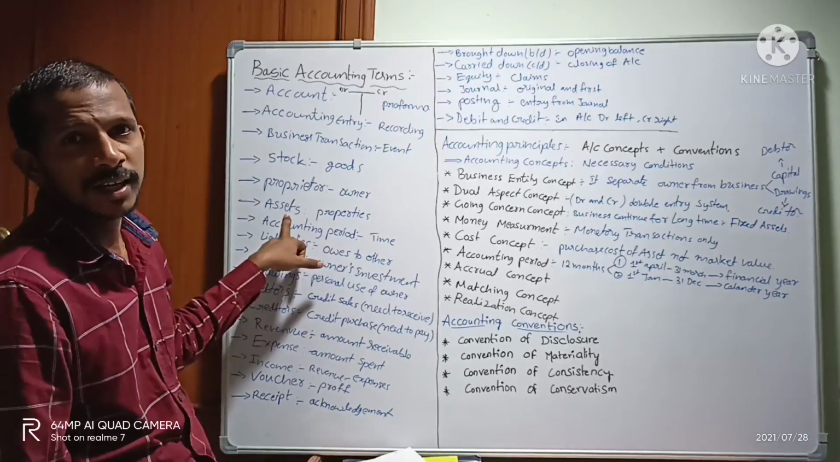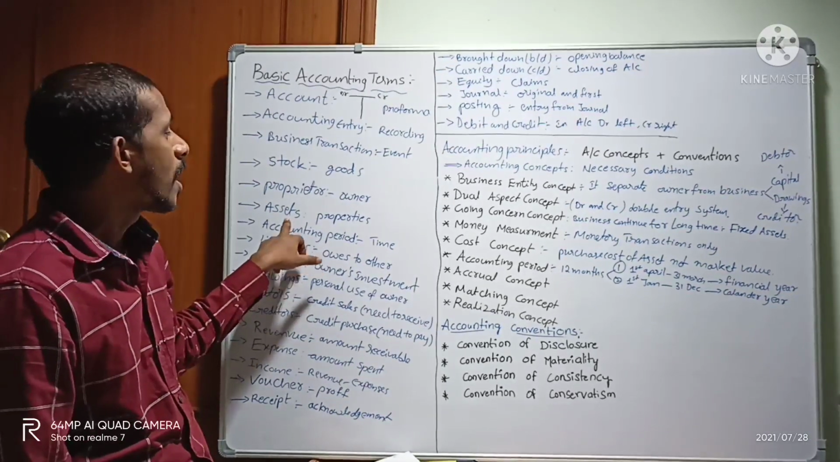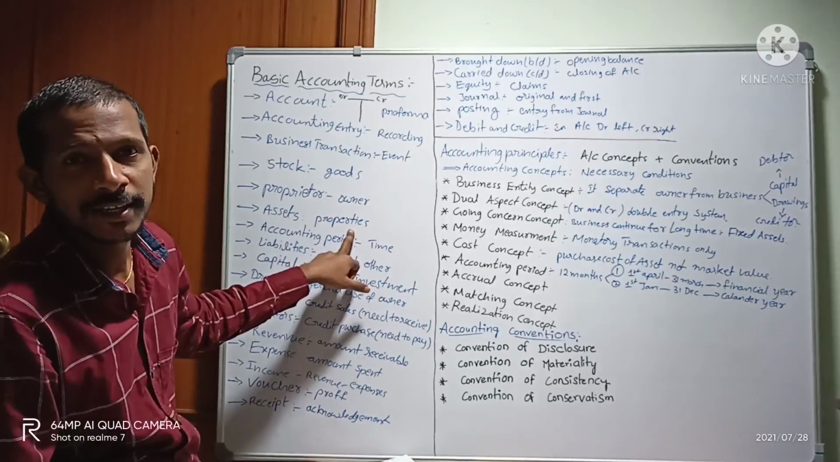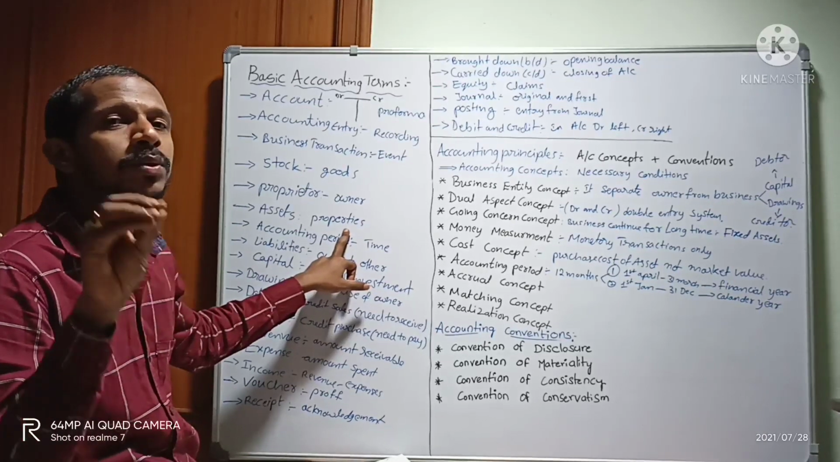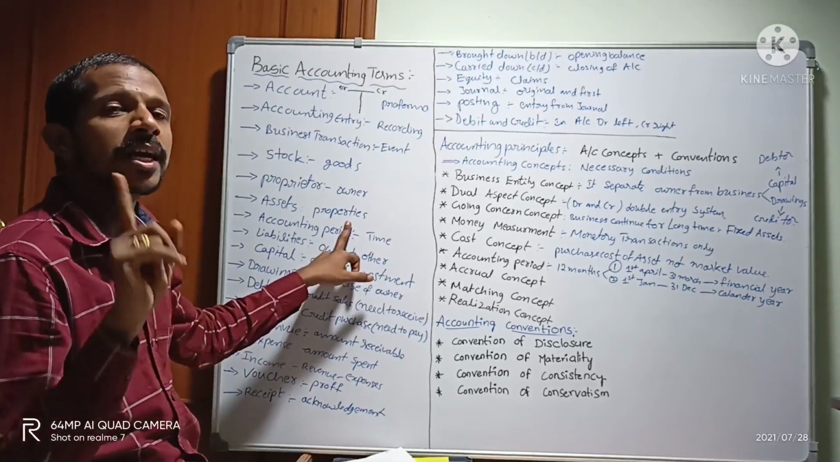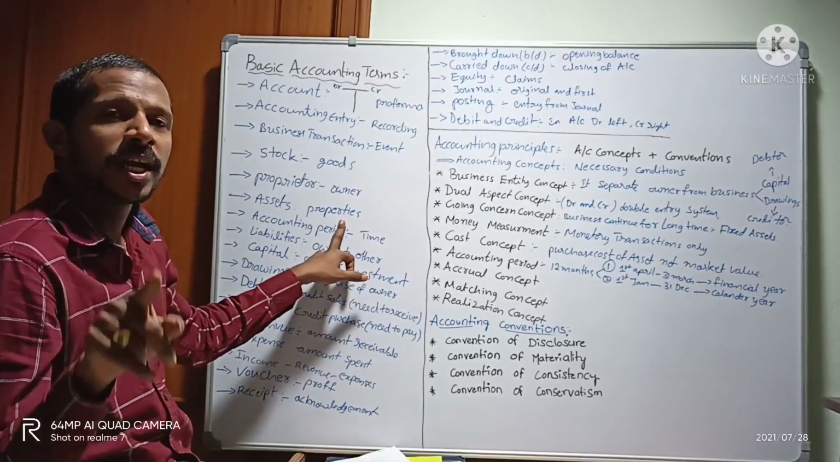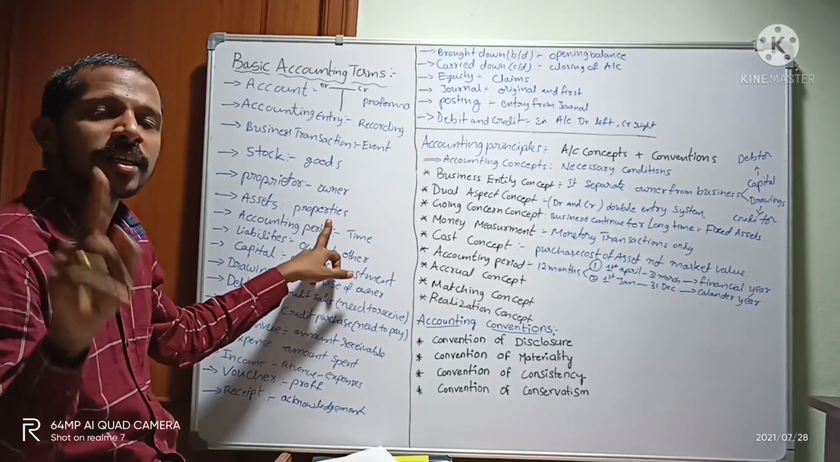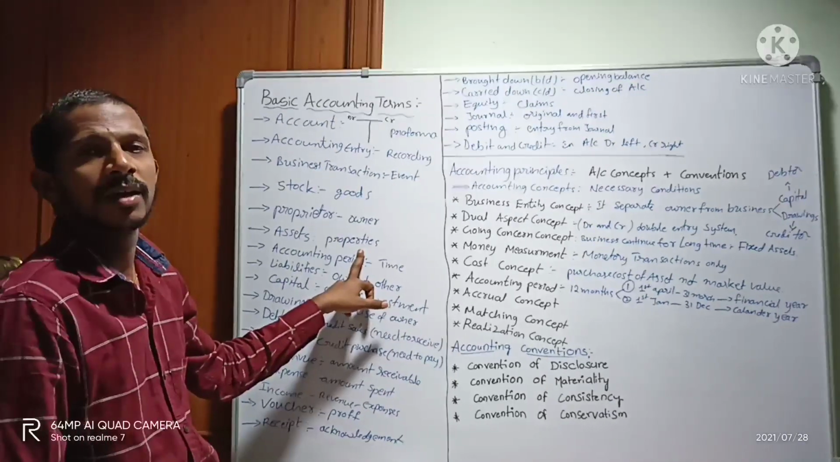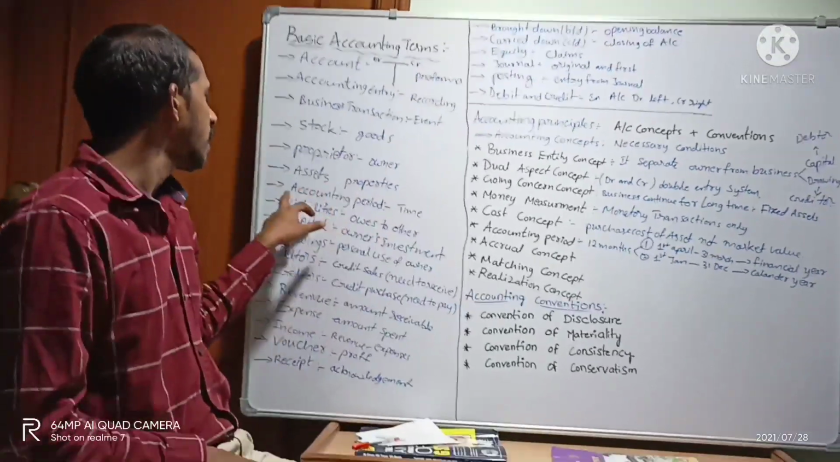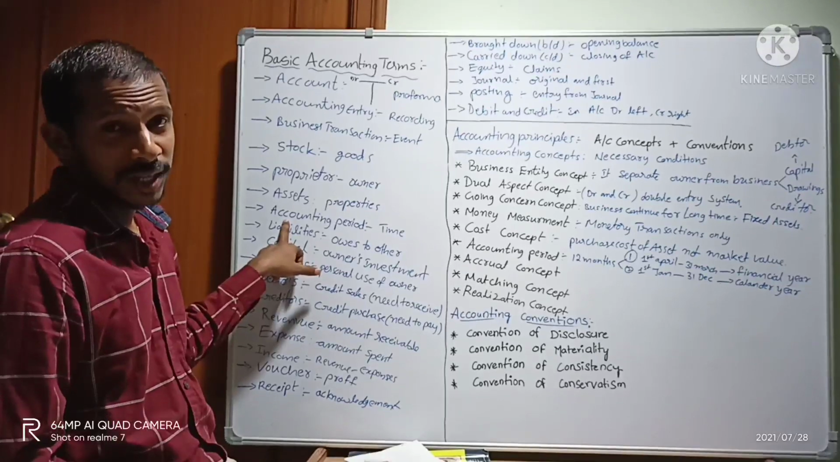Next one is asset. What is an asset? Asset means it is a property. It is the property of the business which creates a benefit to the business. Asset means a property which is useful to the business organization for a longer period to gain income.